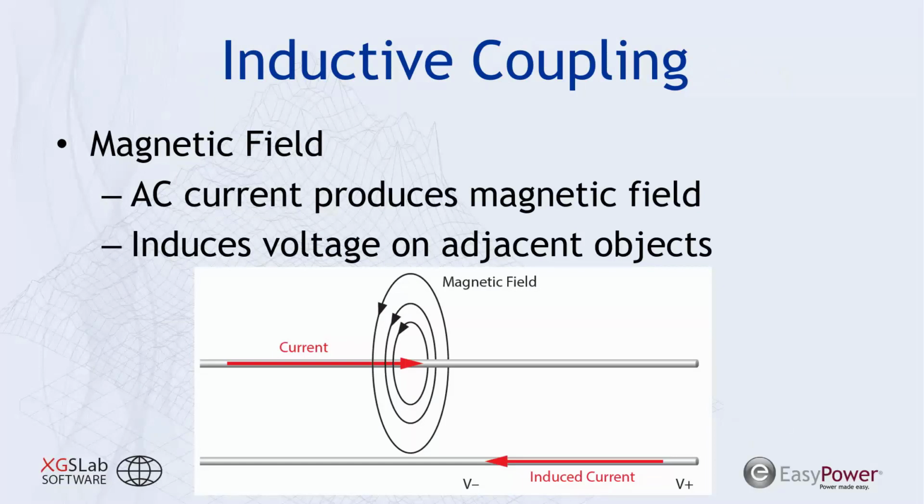Talking in a little more detail about the magnetic field, when we have an alternating current, this is producing a changing magnetic field. And what can occur is that changing magnetic field can induce a voltage on adjacent parallel objects. As illustrated at the bottom, if we have an AC current flowing through a wire, it's going to develop a magnetic field, and that will induce an opposing current and voltage on a parallel wire.